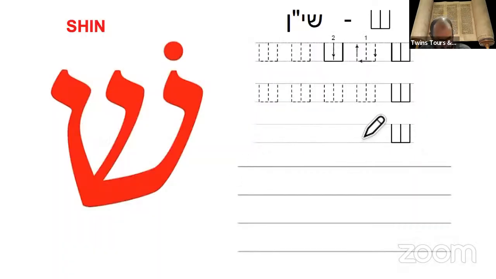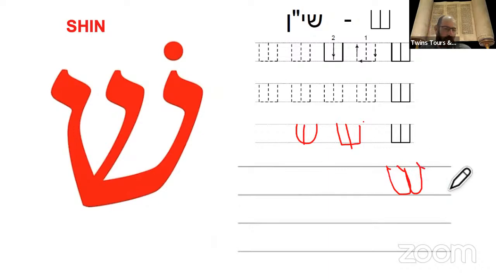Then the shin, we learned the shin. Of course, it comes in different forms, but the most important is the dot to the right. Sometimes it comes more decorated, and sometimes with a lot of decorations, but anyway, you can recognize it easily. The shin.